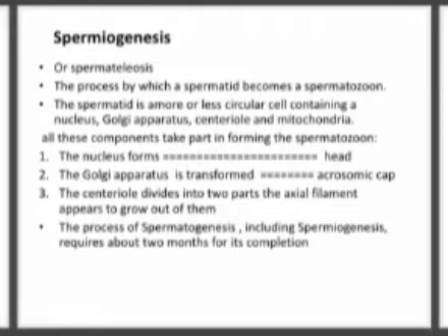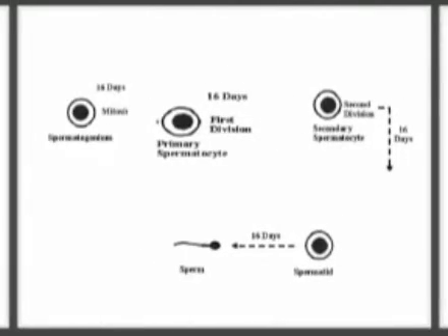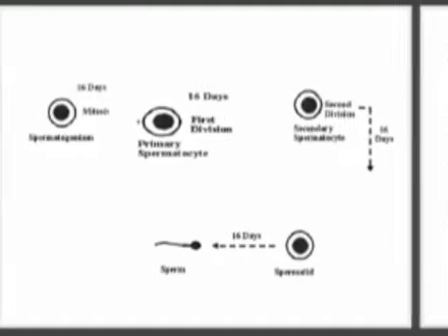The process of spermatogenesis, including spermiogenesis, requires about 2 months for its completion. So looking here: spermatogonium undergoes mitosis to form primary spermatocytes. After 16 days, first division. So looking here, the secondary spermatocyte, second division. After 16 days, that forms the spermatid.